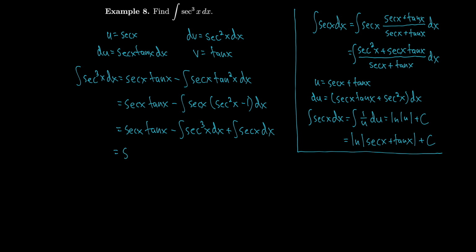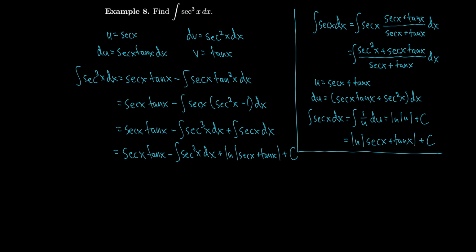So now I know that this is secant tangent minus the integral of secant cubed plus the natural log of secant plus tangent plus c. It's kind of cool, now I have a formula for the integral of secant as part of this process. So we might use that again sometime.